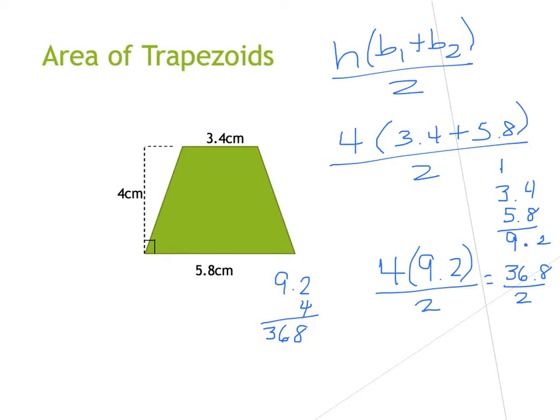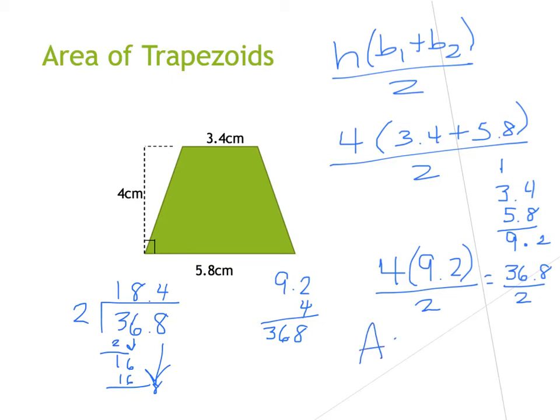All right, 2 goes into 36 how many times? And if you actually have to work it out, you could say 2 goes into 36.8 times. 2 goes into 3 once. 2 goes into 16 8 times, which gives you 16. Bring down your 8, and I'm kind of running out of room. Bring up your decimal straight up. 2 goes into 8 4 times. 4 times 2 is 8, so I'm left with nothing. So the area of this trapezoid is 18.4 centimeters squared.